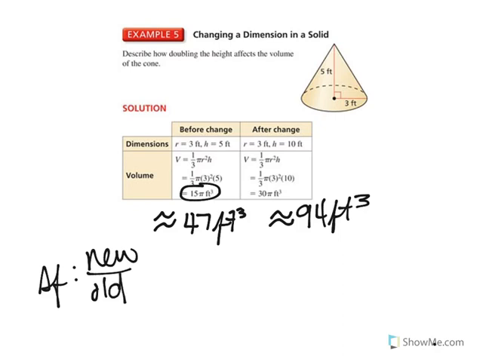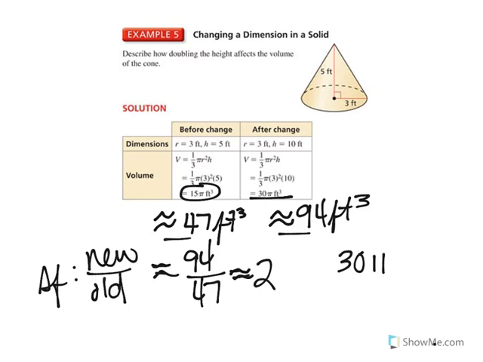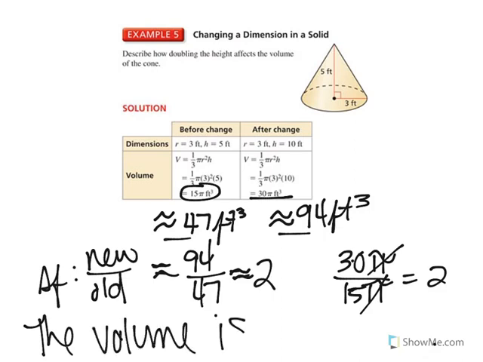Now, for your scale factor, to figure out what it was, you take your new divided by your old. So we have 94 divided by 47. If you actually divide that, you get 2, which worked in this case because I actually rounded correctly. Sometimes you might get a decimal because these are just approximations. If you take a look at the new, which is 30 pi, and your old, which is 15 pi, the pi's end up canceling out, and you get 30 divided by 15, which is 2. So the volume is doubled. And that's what the effect is.